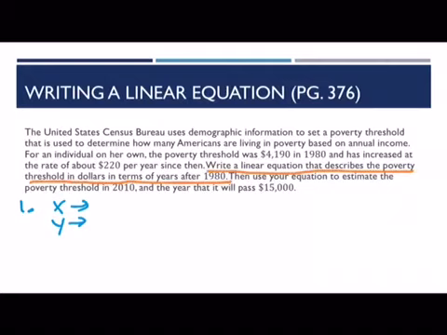And then again, we have this instruction, write an equation in terms of. Another way of saying that is that the first thing depends on the second thing, or the poverty threshold in dollars depends on how many years after 1980 it is. So the first thing is the y. So y is the poverty threshold in dollars.